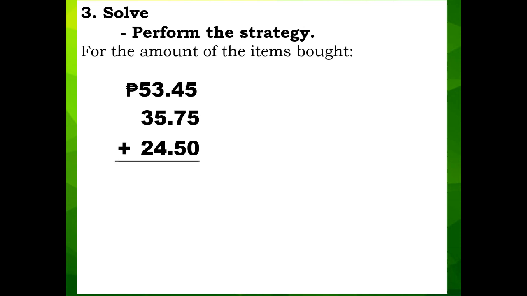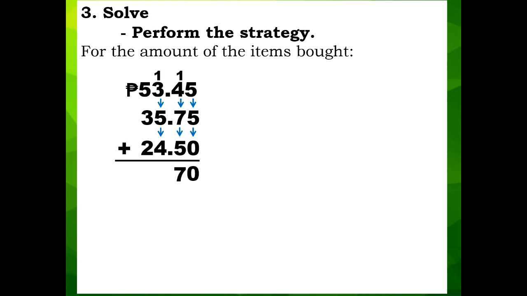Let us add the following cost. Remember, always start adding a value column from right to left. So now, add digits on the first column. Add 5, 5, and 0. The answer is 10. Write down 0, then carry 1 on the next column. Next, add 4, 7, 5, and 1. The answer is 17. Write down 7, then carry 1 on the next column.